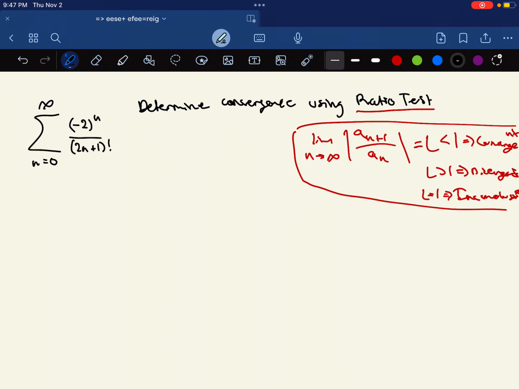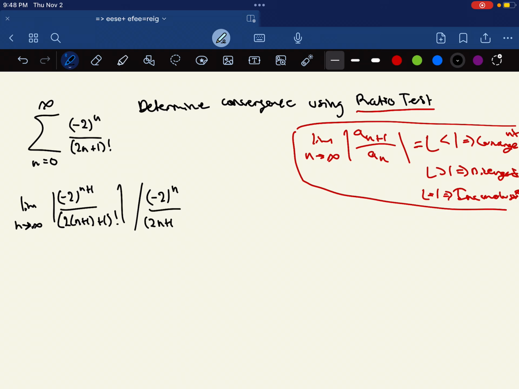Alright, so now we'll take the limit as n approaches infinity of -2 to the n plus 1 over 2 times n plus 1 factorial, divided by -2 to the n over 2n plus 1 factorial. Okay, this is equal to, we only need the absolute value in this case on this -2 to make sure that it is positive.